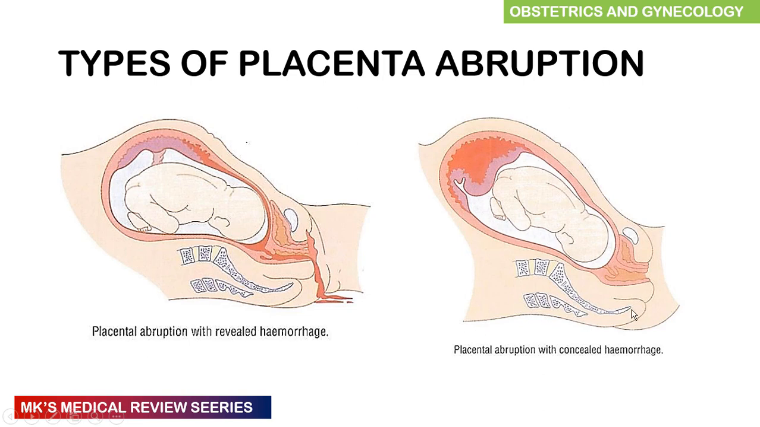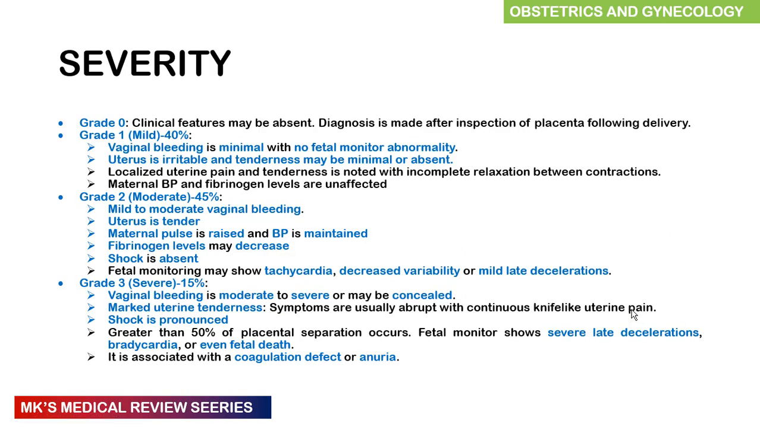Then what about the severity? We can actually grade it into three main grades. Grade 0, where the clinical features are absent. The diagnosis is usually made after inspection of the placenta after the delivery, where you see the blood clot and you realize, oh, this woman actually had an abruption. Most of these tend to be chronic abruptions.